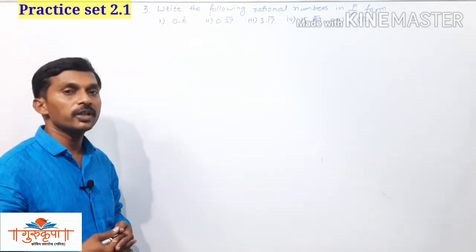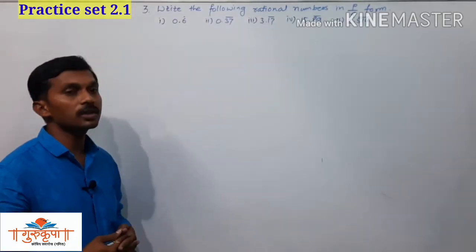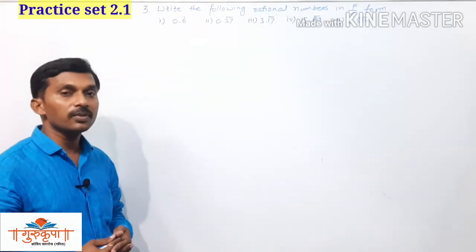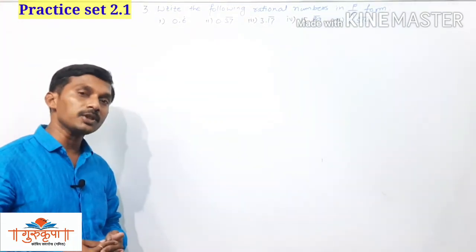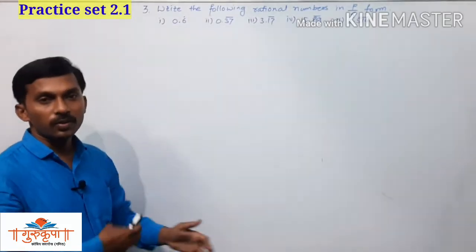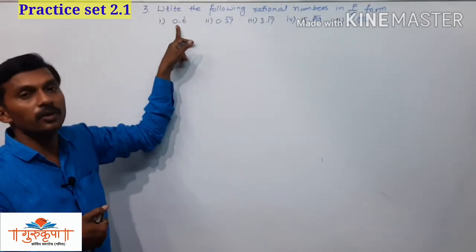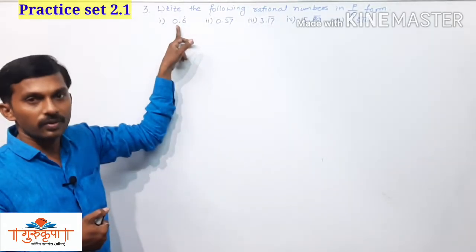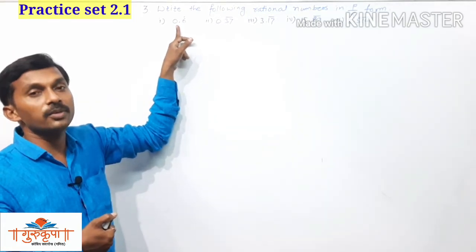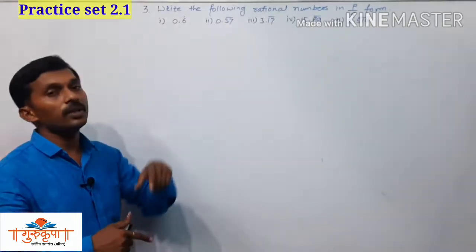Practice set 2.1. The question is: write the following rational numbers in p upon q form. In the previous example, we were given the number in p upon q form and we wrote it in decimal form. Now exactly the opposite: we are given the number in decimal form, that is non-terminating recurring decimal form, and we have to convert it into p upon q form.